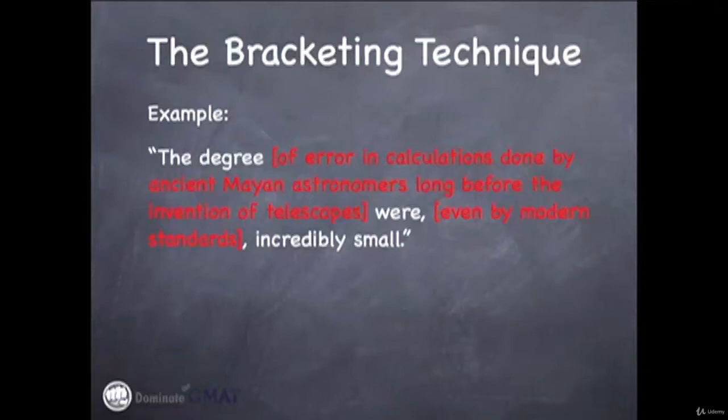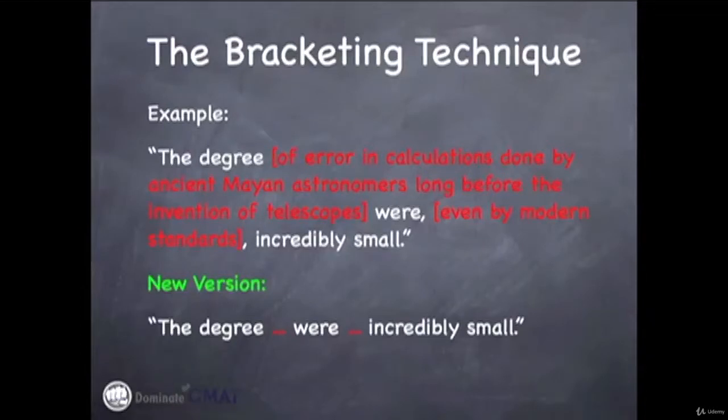And what are we left with? Here's the new version of the sentence. You see, that was a long sentence, and yet we can pare it down to the most basic subject, verb, object form. Really, at the end of the day, that sentence reads, the degree were incredibly small. The degree of what? The degree of blah, blah, blah. I don't care. The GMAT's trying to distract me, right? Were what? Well, even by modern standards. Okay, well, I don't care. Were what? They were just incredibly small.